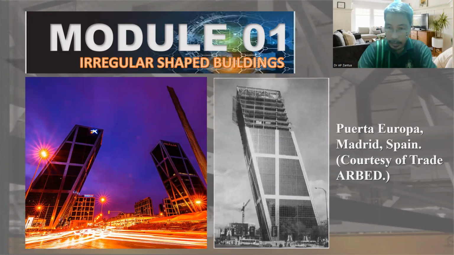Puerta Europa, Madrid, Spain. A steel structure. It's very hard for other materials to make a high-rise building which is intentionally shaped irregularly. Irregularly shaped buildings like this one are very hard. How many floors are there? If you can see, you can count here 1, 2, 3, 4, 5, 6. So about 6 floors.